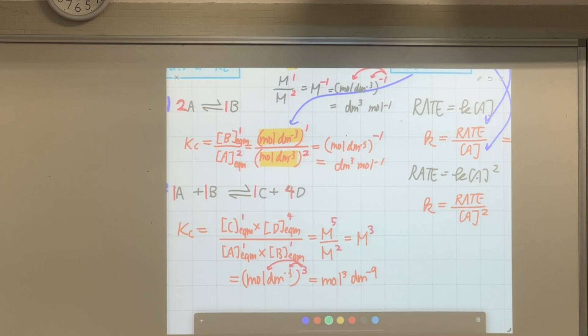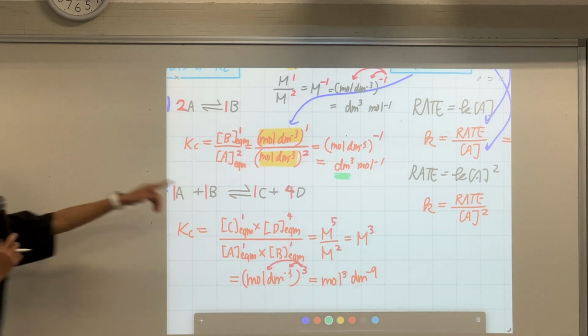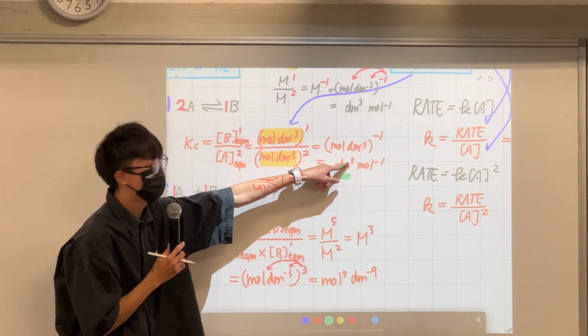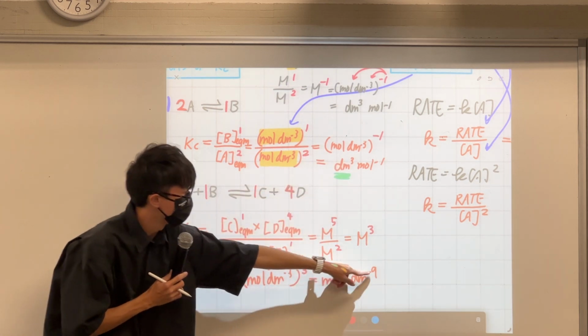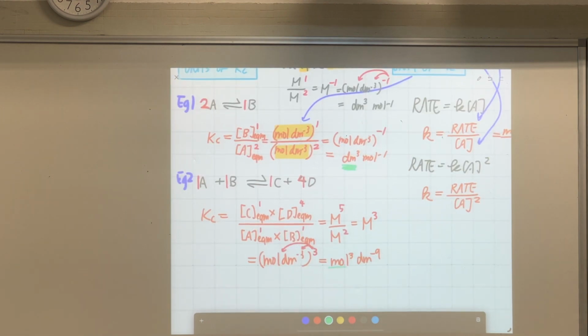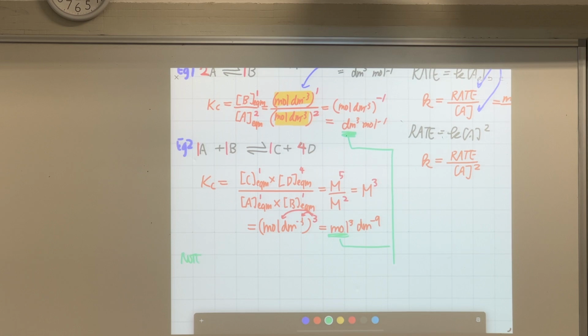We have mole cube dm to the power negative 9. We have a tendency to write the positive exponent term first. If you're wondering why I'm suddenly writing dm cube first, that's because it has a positive power. We write the positive power term first before the negative power term. You can put down this note on the side: positive power terms are written first.